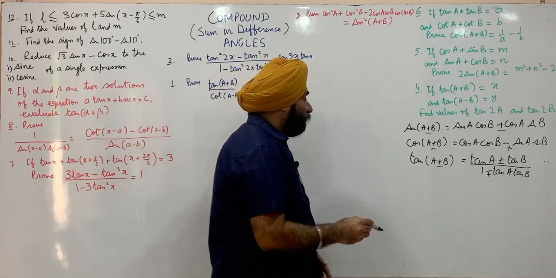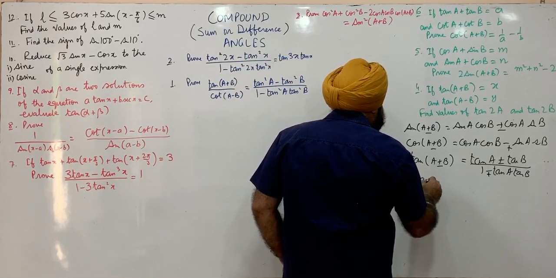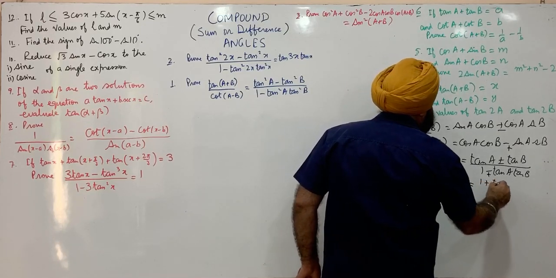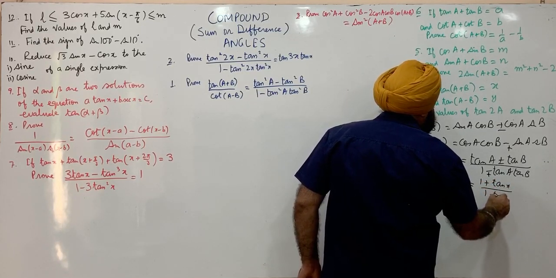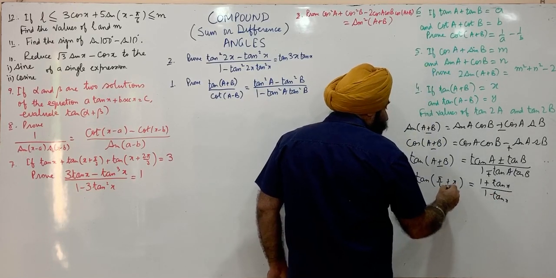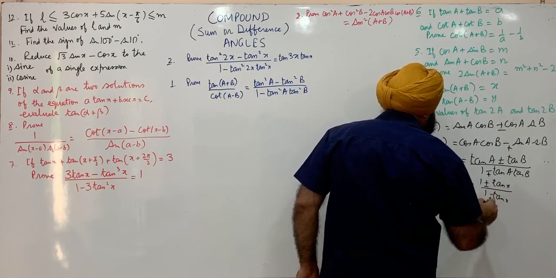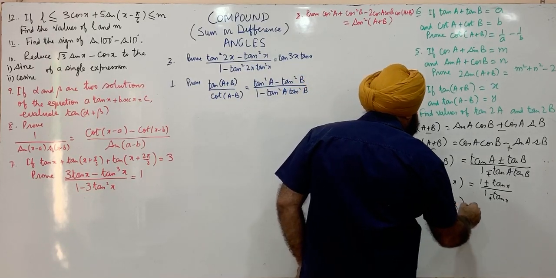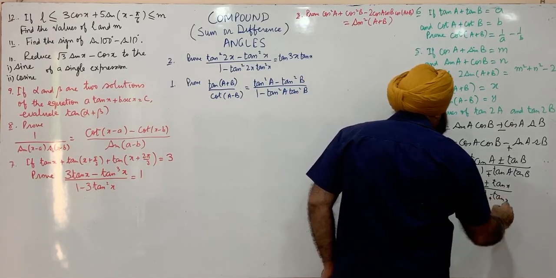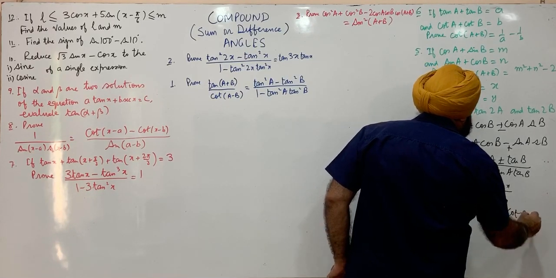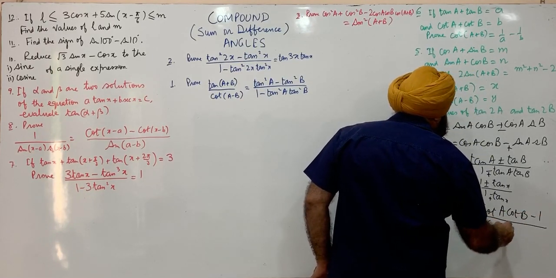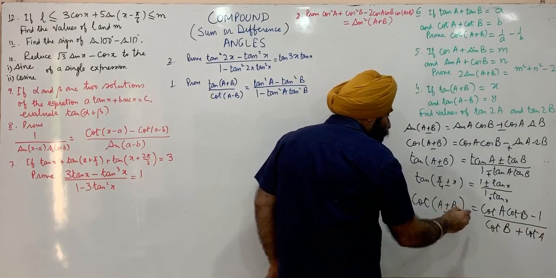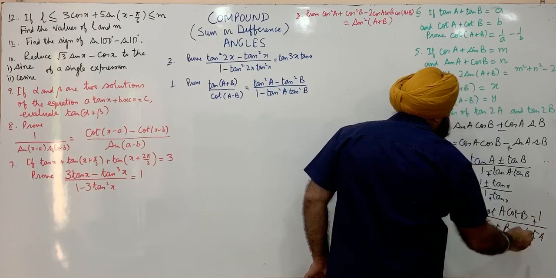We studied a boundary: tan pi by 4 plus x, that's 1 plus tan x upon 1 minus tan x. And in case minus sign is here, minus sign here and plus sign here. And cot of A plus B, that is cot A cot B minus 1 upon cot B plus cot A. And in case minus sign is there, plus sign here and minus sign here.